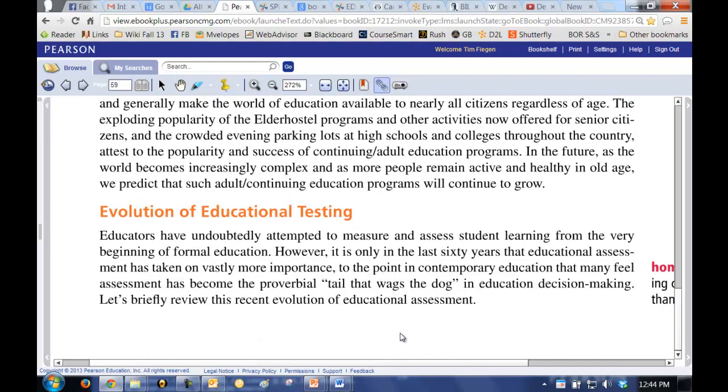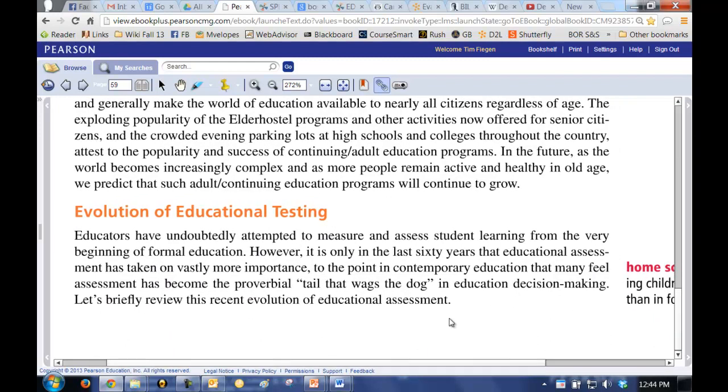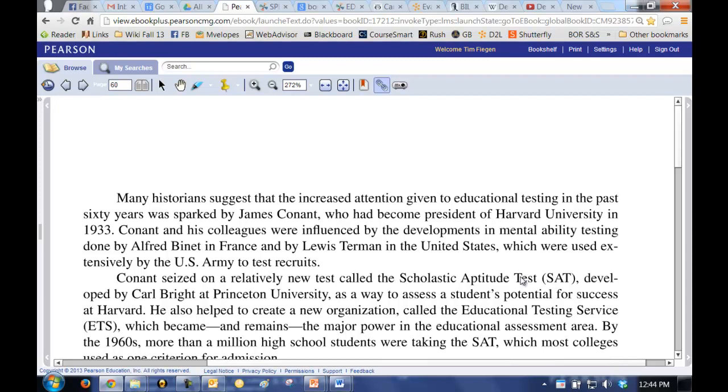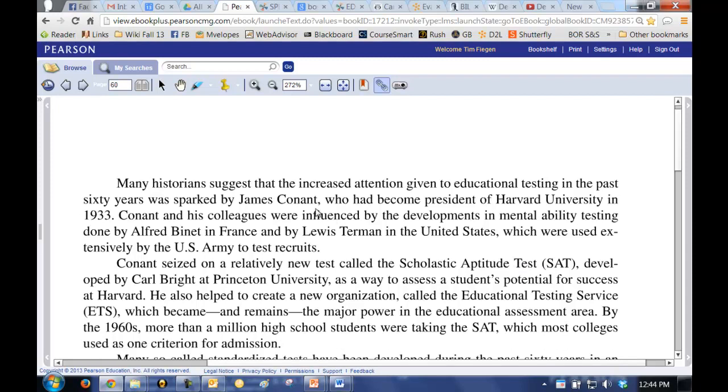And then educational testing. Educators have undoubtedly attempted to measure and assess student learning from the very beginning of formal education. Only in the last 60 years have educational assessments taken on vast importance. Many may feel the assessment is a proverbial tail that wags the dog. Especially the recent attention given to assessments, and the increased attention given to testing in the past.